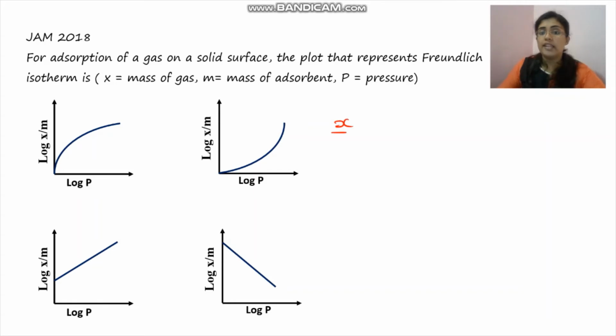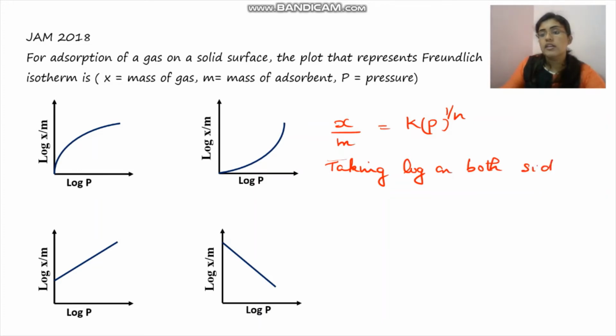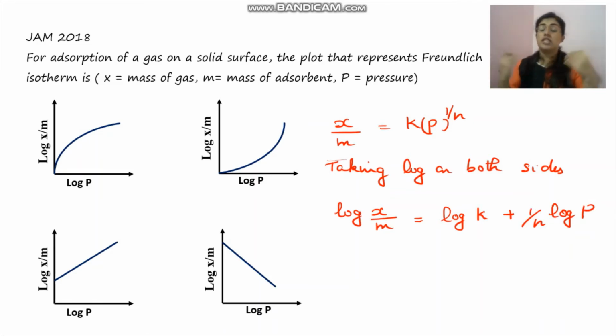We have the equation x by m is equal to k p raised to 1 by n. This is the equation we have. Now let us take log on both sides. So if I take log on both sides, this would become log x by m equal to log k plus 1 by n log p. How the p raised to 1 by n becomes 1 by n times log p when we take the log, I've explained in the previous video.